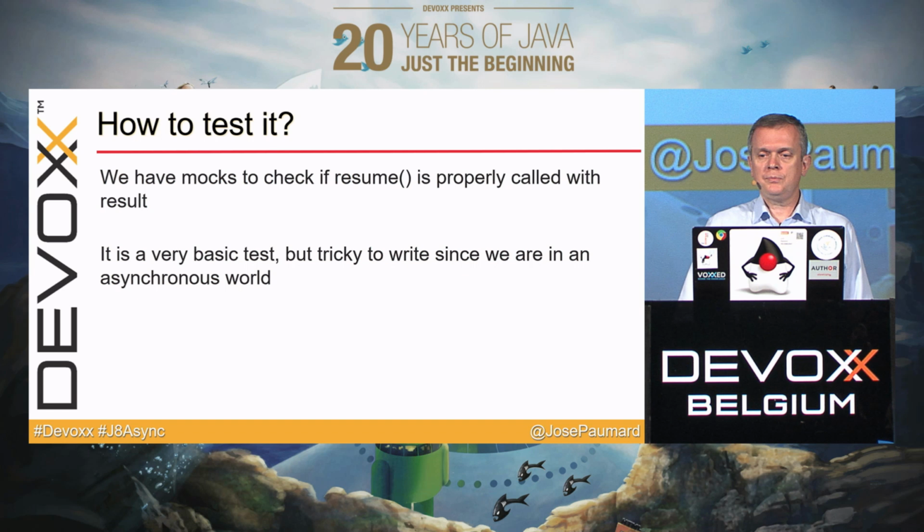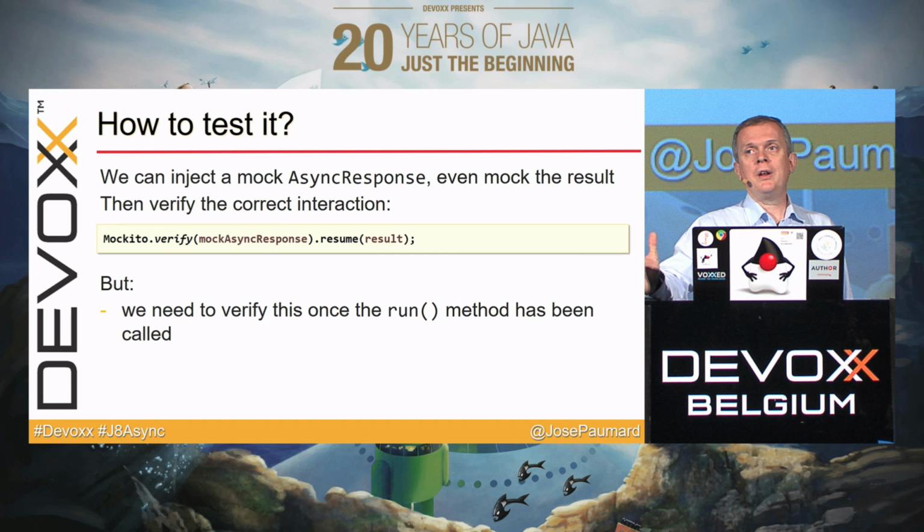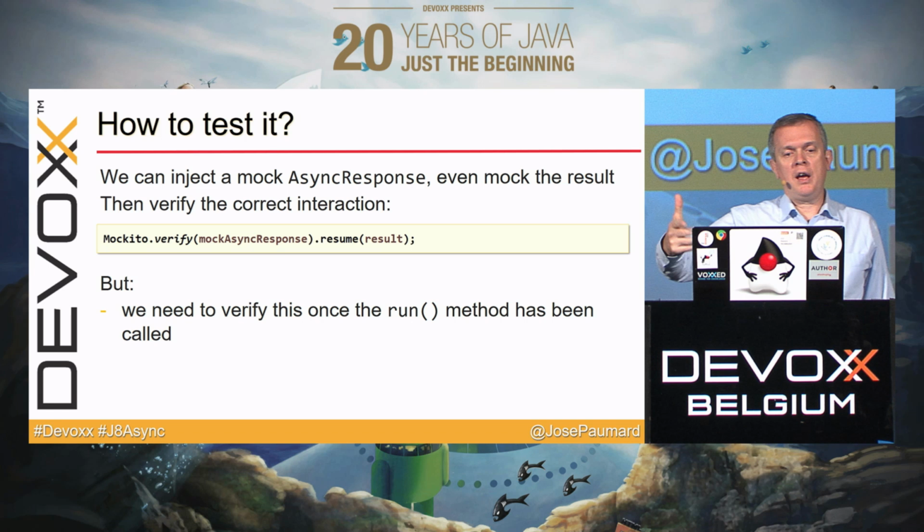What I could do is mock the async response, for instance. I could even mock the result. And if I do this kind of thing, what I want to execute after that is just verify that the result has been passed to the resume method on the mock async response object. But I need to verify that once the run method has been called and has finished its execution.